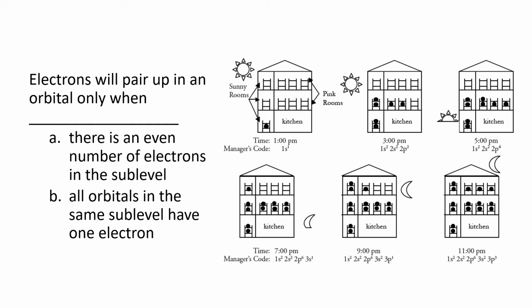Electrons will only pair up in an orbital only when... So when do these start pairing up? They only start pairing up when there is some... Notice how these don't pair up right here. It's only happening after all orbitals in the same sublevel have 1 electron.